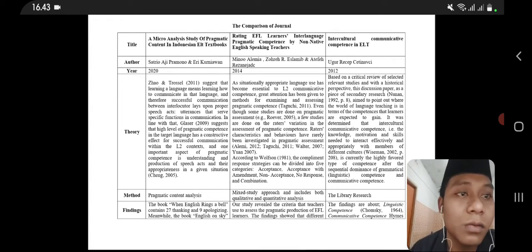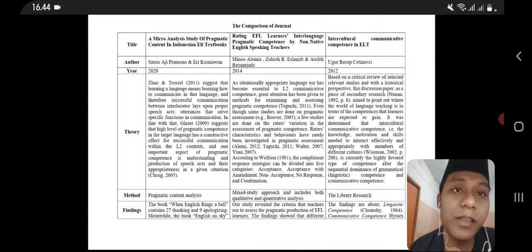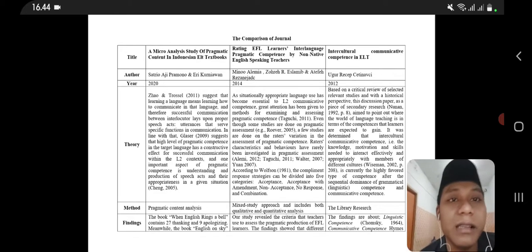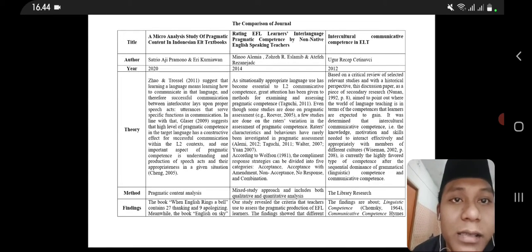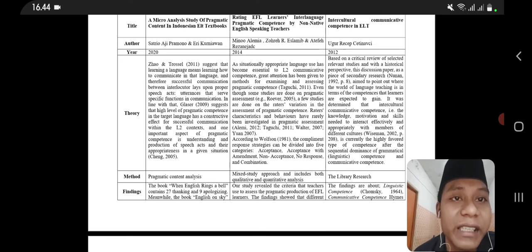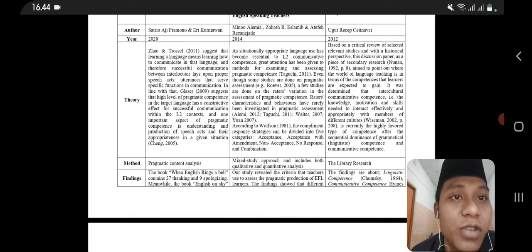Let's go to the first one, that is in theory. The main theory that I find in the first article, that is Zhao and Torresel 2011, suggests that learning a language means learning how to communicate in that language, and therefore successful communication between interlocutors lies upon proper speech acts, utterances that serve specific functions in communication.